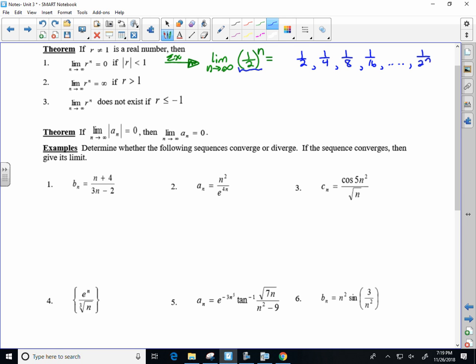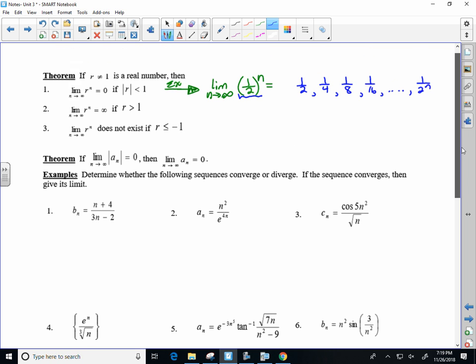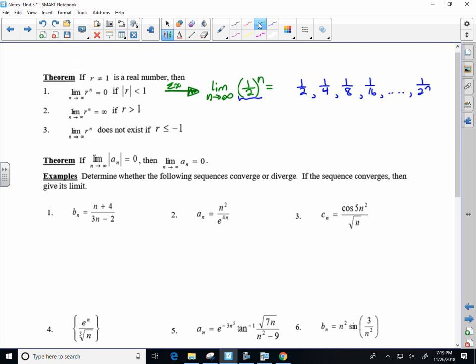It doesn't take too many terms in the sequence before you realize that this thing is approaching 0. The terms of the sequence are getting smaller and smaller, eventually to the point where it becomes indistinguishable from 0. That's what this idea is trying to tell us. What we're looking at under this theorem are representatives of something called a geometric sequence.